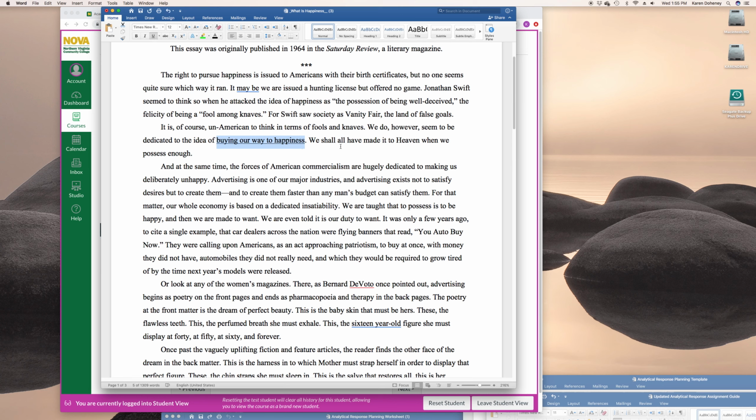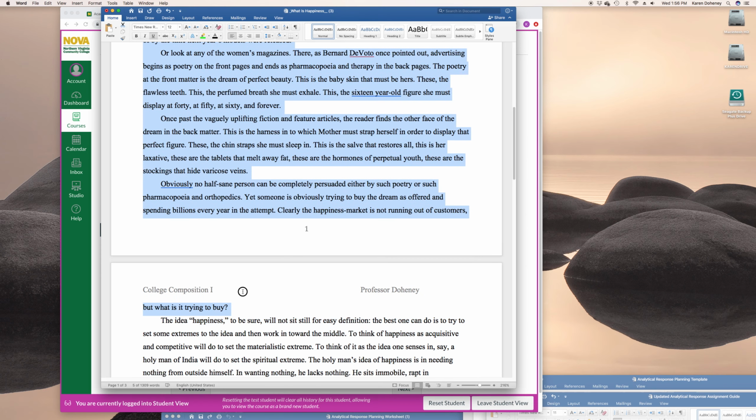Okay, then he says this kind of funny thing. He's being ironic here. We shall have made it to heaven when we possess enough. Remember, when somebody's being ironic in their speech, it means they mean the opposite of what they say. So he doesn't really think that it will lead us to heaven when we buy our way to happiness, or that possessions will get us to heaven. He's being ironic here, so he doesn't mean this. He means the opposite. And so he's poking some fun at this view of buying our way to happiness.